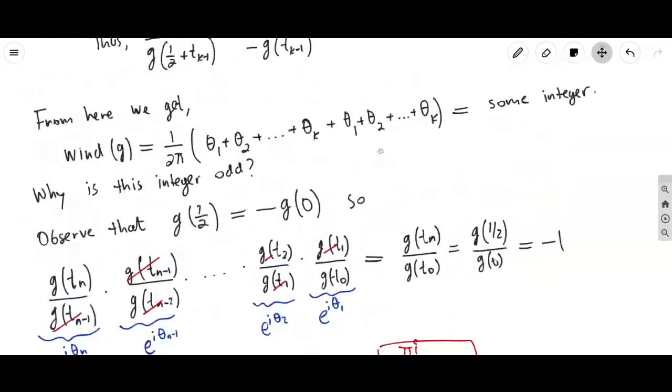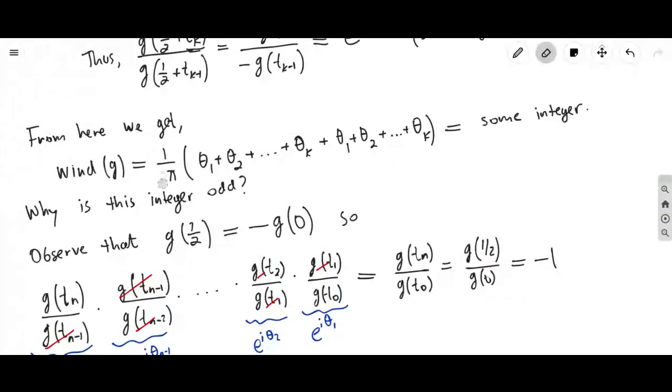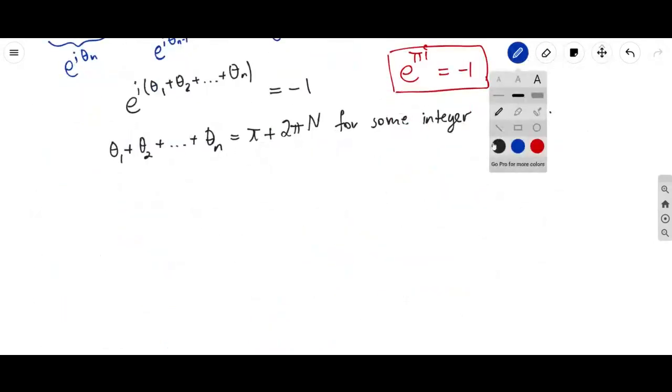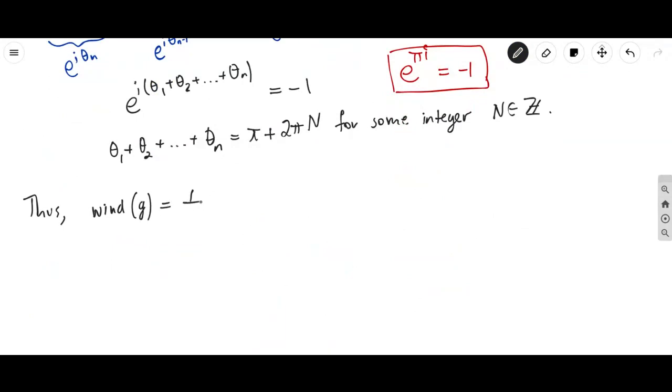So now we can complete the proof, because what was the winding number? Let's scroll all the way back up. Look at the winding number. The winding number was 1 divided by 2 pi times the sum of the angles from 1 to k. I made a small mistake here. I should have said this was n. A small mistake. This should have been n. So the sum of all of these angles, and then it just gets repeated twice. But the sum of the angles from 1 to n adds up to this. So thus, the winding number of G is 1 over 2 pi, and you add up the angles, and then you add up the angles again.